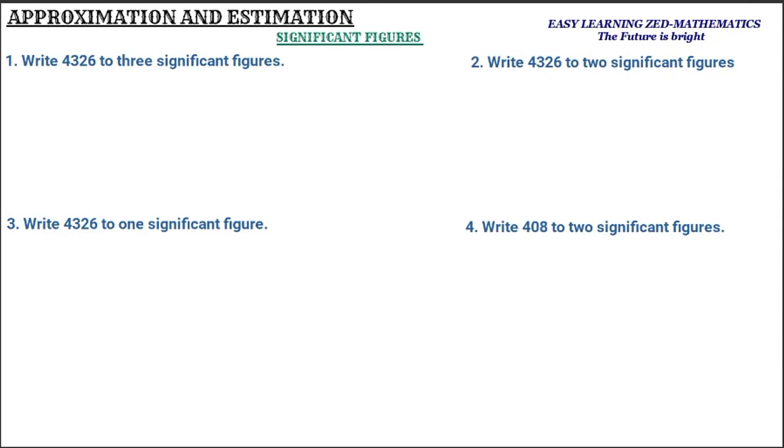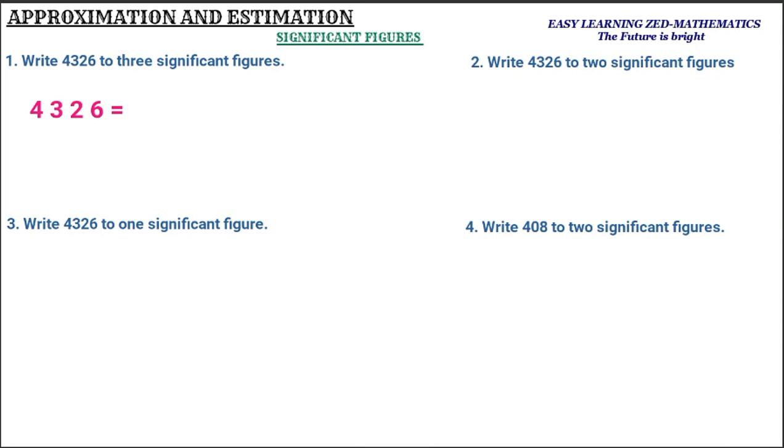So we are asked to write 4,326 to 3 significant figures. So let me write this number down. Let me just change the color. Okay, so what we're going to do is we are told to write this number 4,326 to 3 significant figures. So we need to identify the number which will be removed and the number that might be changed by adding 1 to it, or remain the same by adding 0 to it.